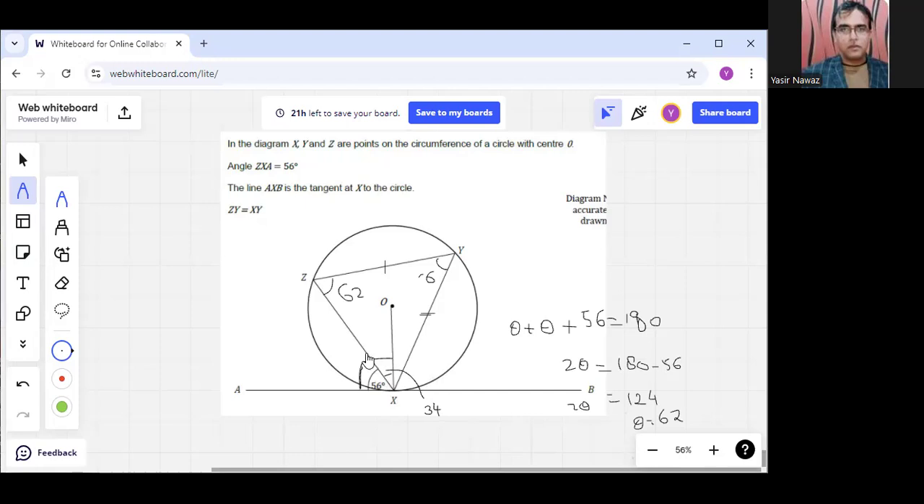What was the total angle? This total angle was 62. 62 minus 34 is 28. So this angle is 28.